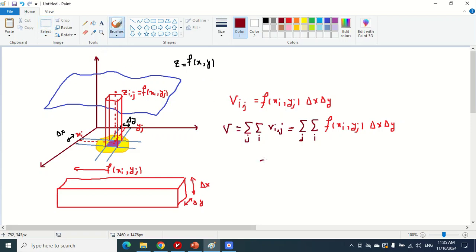So this double summation can be symbolized by a double integral. Instead of the double summation, I write the double integral over the given region D, the domain that we have, of the same function. Instead of xi and yj, I write f of x and y, and instead of delta x and delta y, I write their differential forms, dx dy. This is the meaning of the double integral, and how we can use it to calculate the volume.